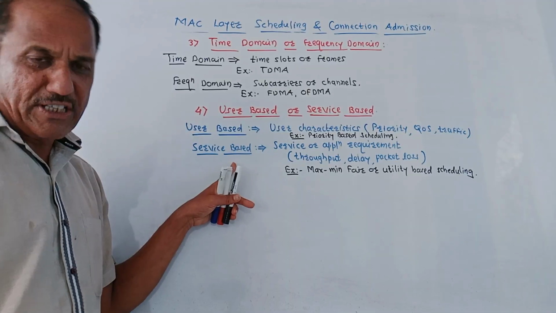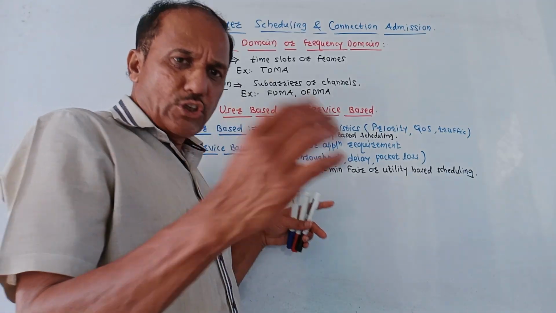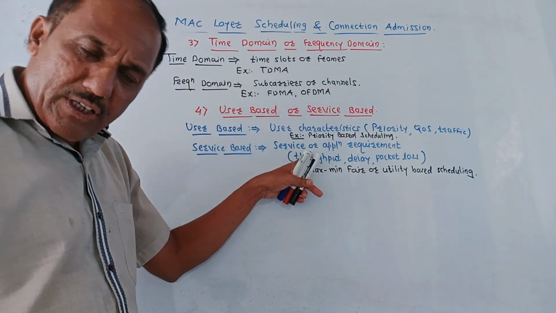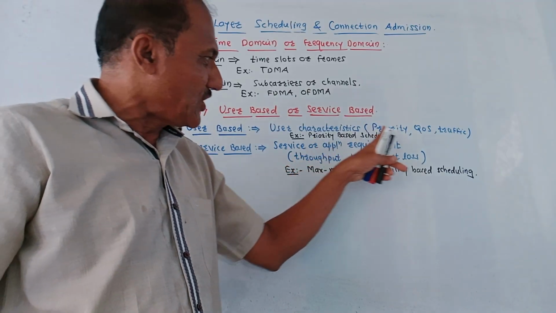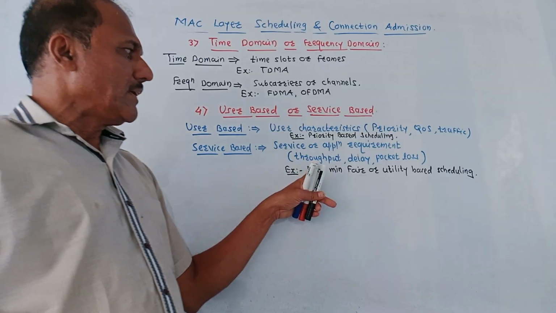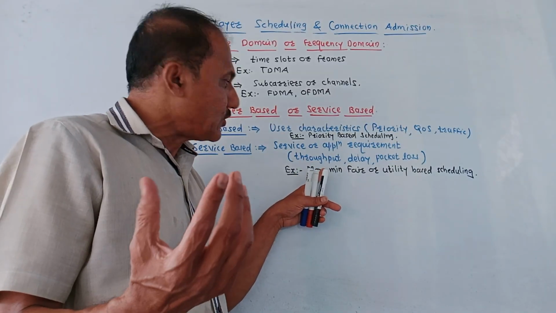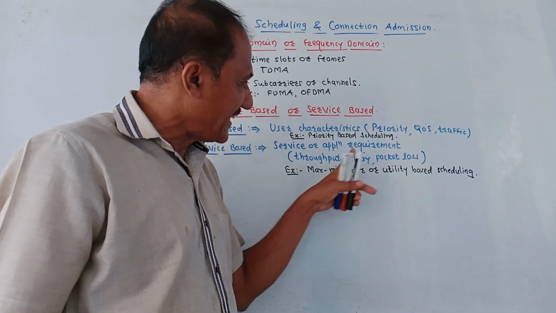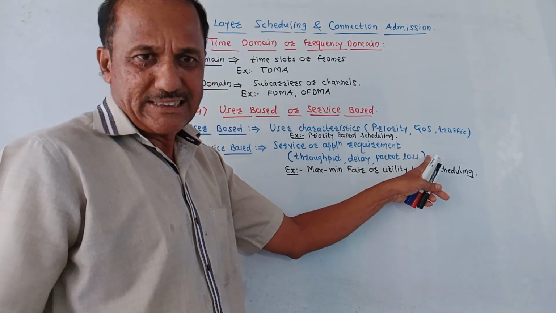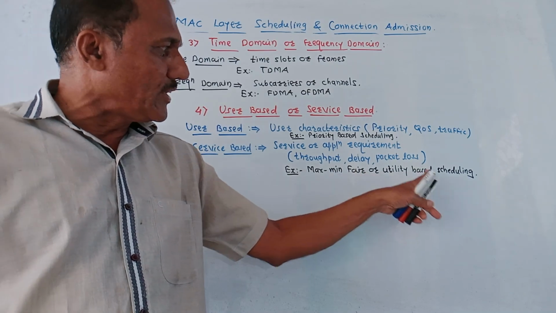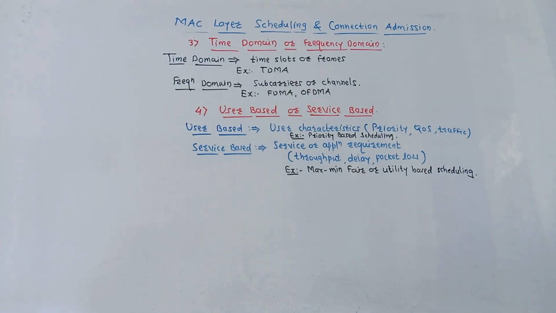Next is service based. As the name indicates, the scheduling is done on the type of service as well as the application requirement. For example, the different parameters considered for scheduling are throughput, that is output, then delay parameters, packet losses, etc. The practical example is max min fair or utility based scheduling.